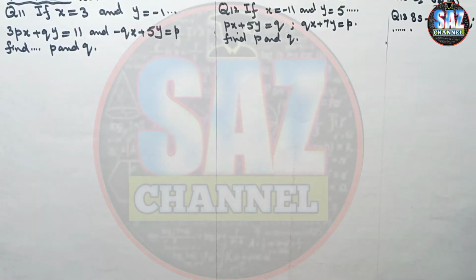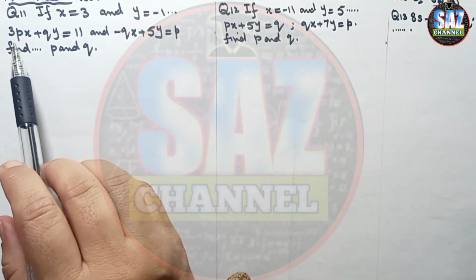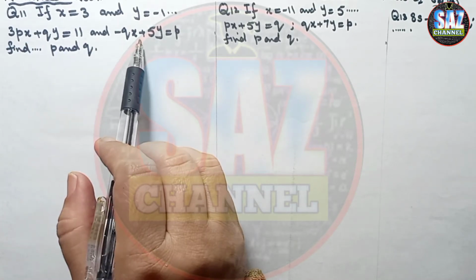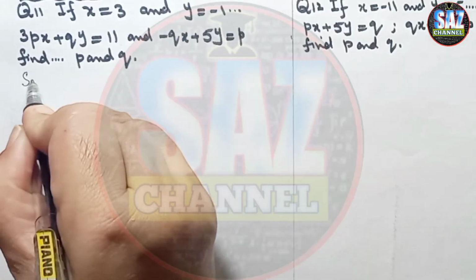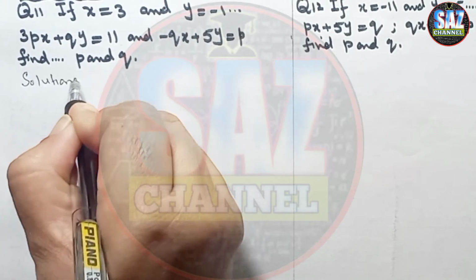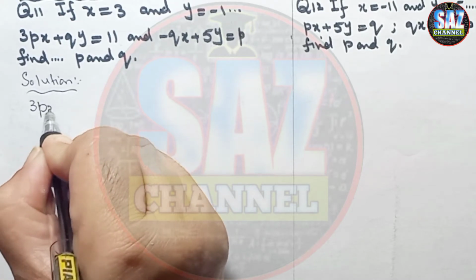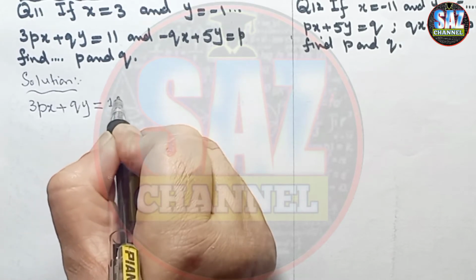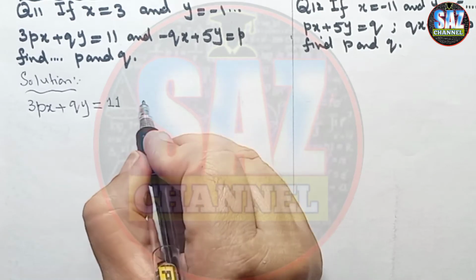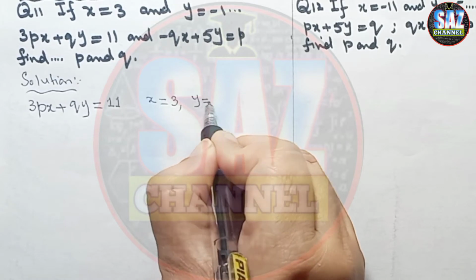As the question says that x is equal to 3 and y is equal to minus 1 are the solutions of these equations, what we can do is that instead of x and y in the given equations, we can replace x by 3 and y equals minus 1. First equation is 3px plus qy equals 11. Now I will replace x equals 3 and y equals minus 1.